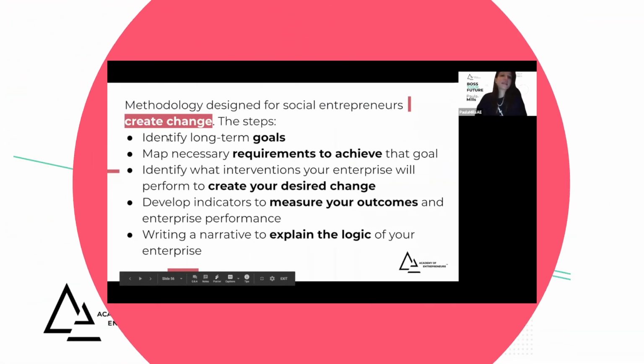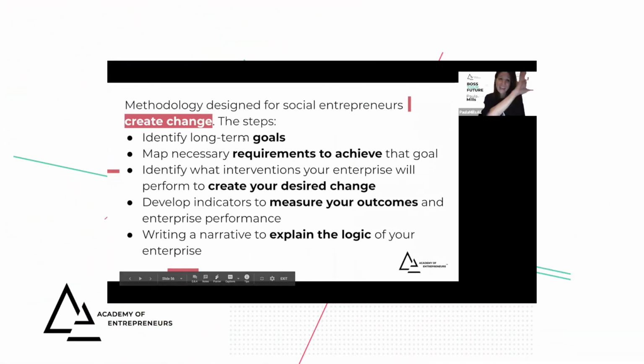So when you're setting a goal, identify your long-term goals and communicate them all over your website and flyers. Map the necessary requirements for you to achieve that goal and make it public.